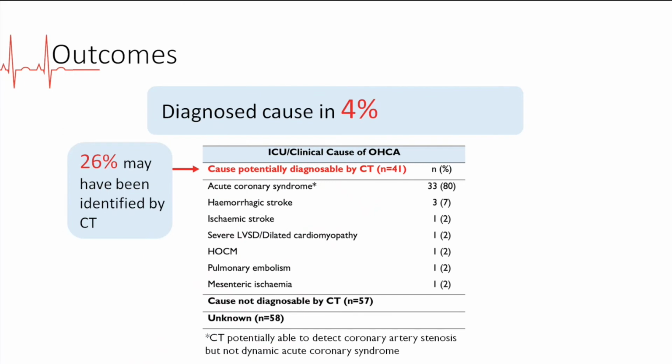So because of that, I went to look at the arrest cause, which is documented in those by the ICU physicians. And I divided them into causes that could have been diagnosed by CT, like stroke, and causes that couldn't, like hyperkalemia. And when I did that, 26% of patients had a cause that could possibly be identified on a CT scan, with the slight caveat that acute coronary syndrome, CT could maybe identify stenosis, but not dynamic acute coronary syndrome.